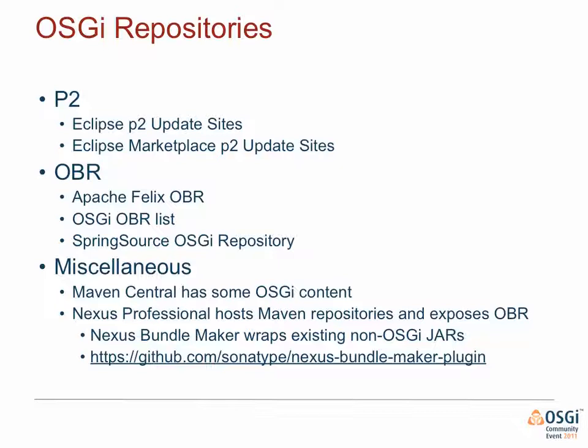And there's some work in progress called the Nexus Bundle Maker, and what that does is it allows you to wrap existing non-OSGi jar files to be able to consume content. And if you find the documentation from there, you'll see a work in progress on the Sonatype grid that does a wrap-on-demand service for consuming non-OSGi bundles.